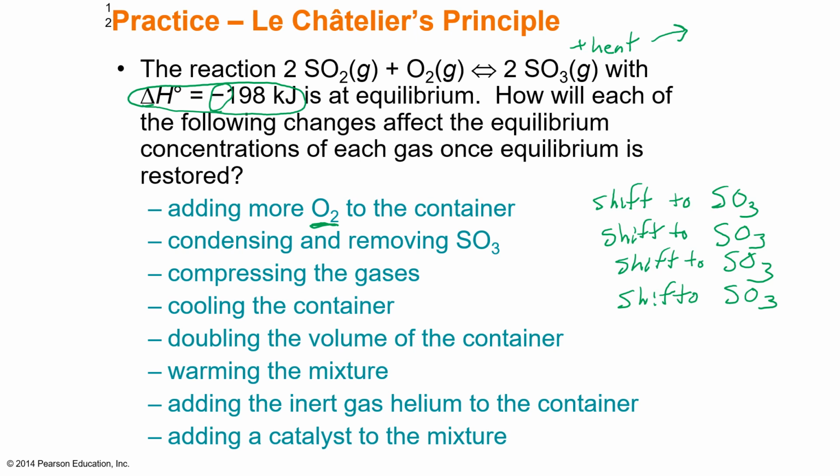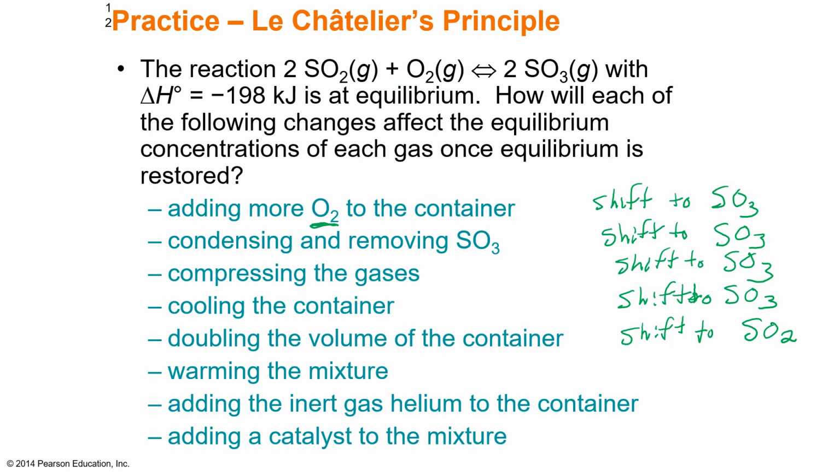If we double the volume of the container, we're increasing the size, decreasing the concentration, which means that we're going to look at the coefficients. We'll have more room, and so we're going to shift toward the reactants in this case. So we're going to shift to the SO2, toward the reactant side of the container.